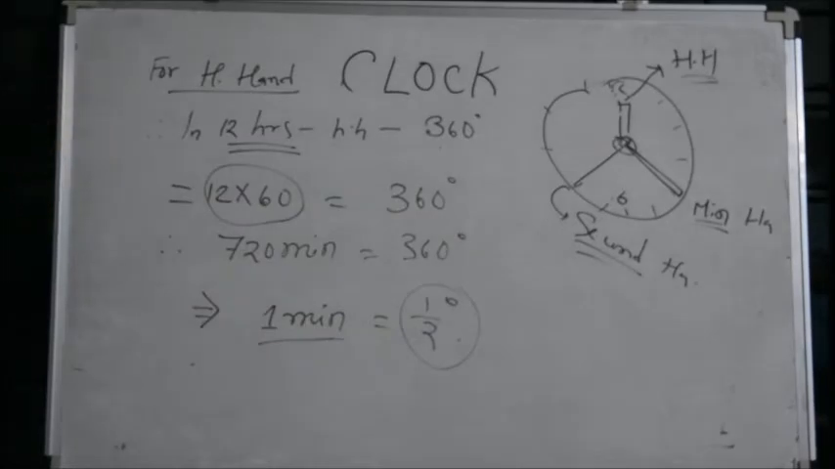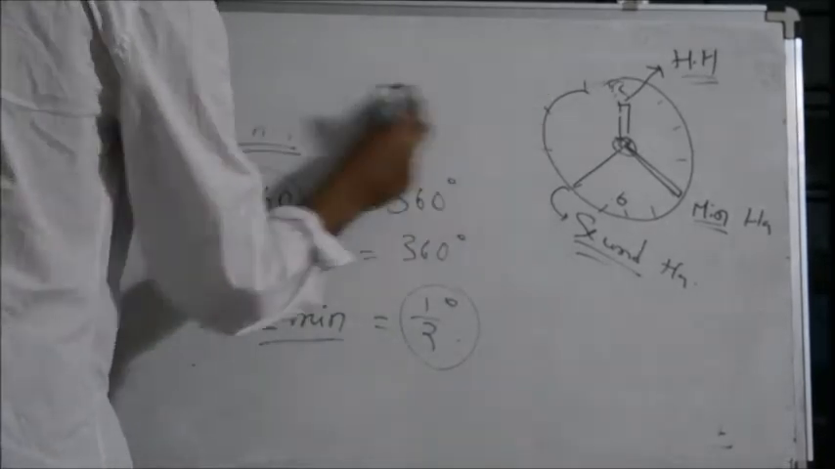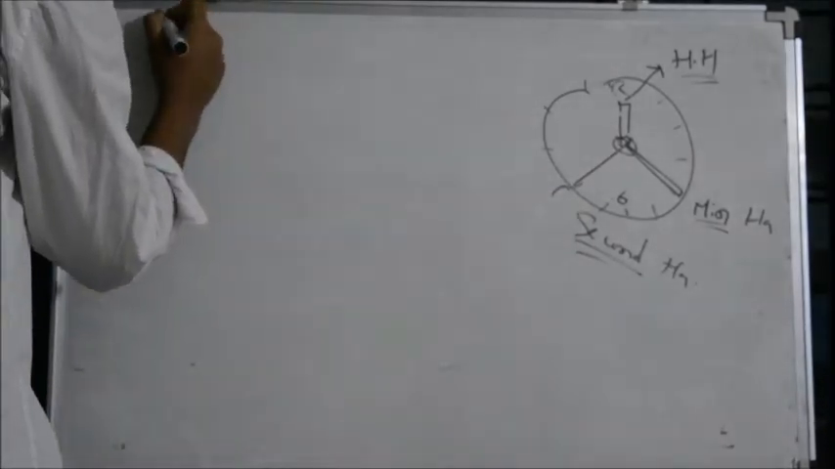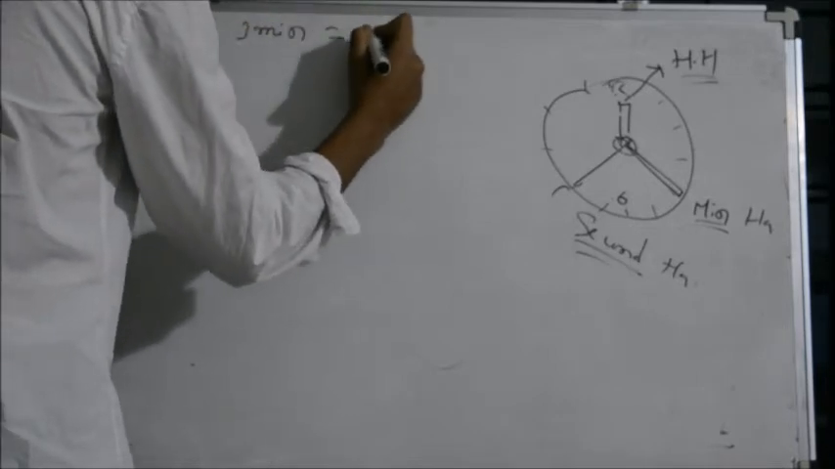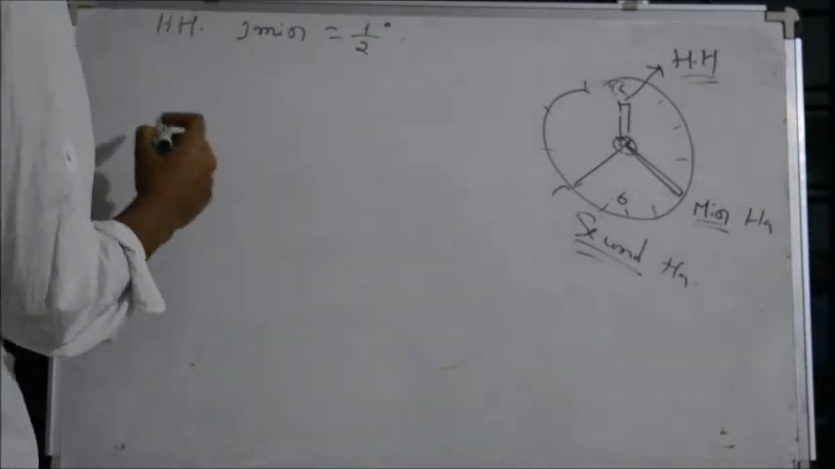Fine? Just write it down. For the hour hand, 1 minute is equal to half degree. Now for the minute hand.